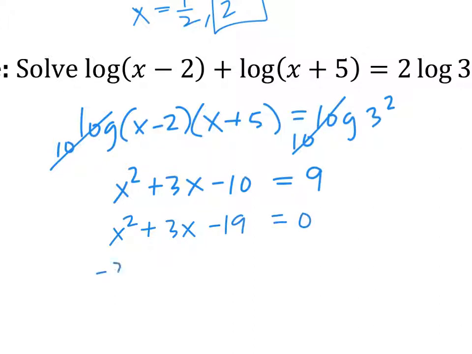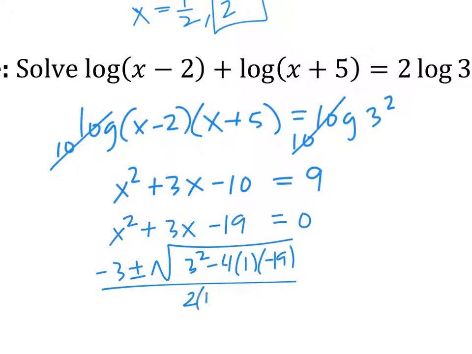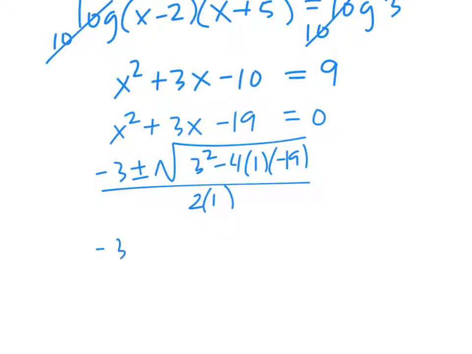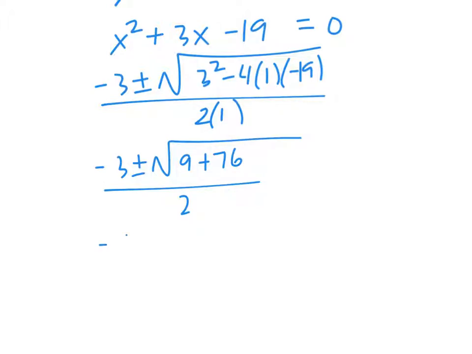So negative b plus or minus square root of b squared minus 4ac all over 2a. Negative 3 plus or minus square root of 9 plus, I don't remember the number, 85? No. It's 76, so it's equal. 76. Yeah. Okay. And so negative 3 plus or minus square root of 85 over 2.